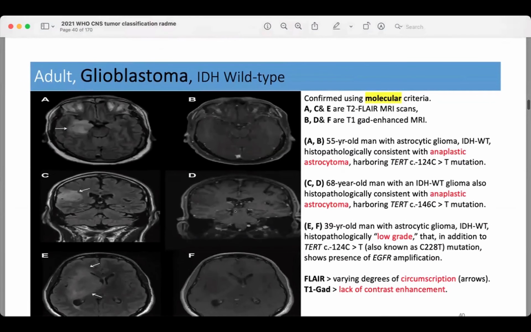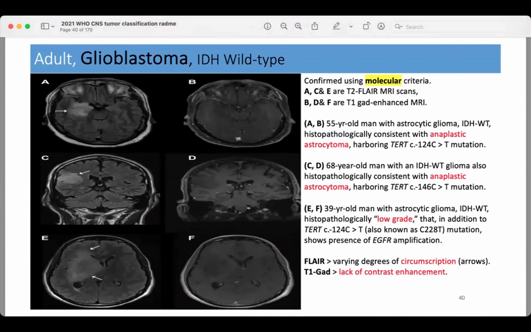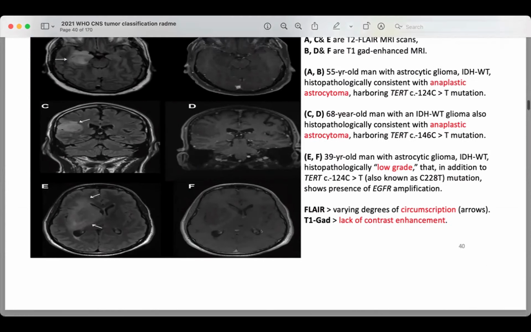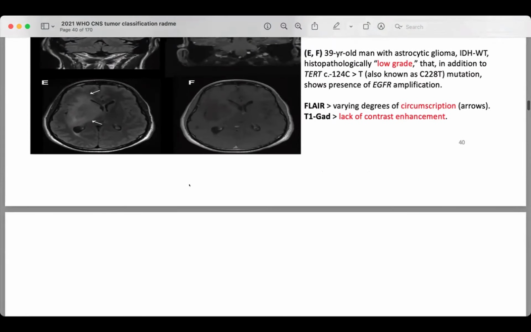Another case of glioblastoma also, you can see it here. In the past, this patient was classified as anaplastic astrocytoma, but now there is no existing tumor by the name of the anaplastic astrocytoma and it needs to be reclassified, and it is classified as a low-grade glioma, and note also the lack of enhancement.